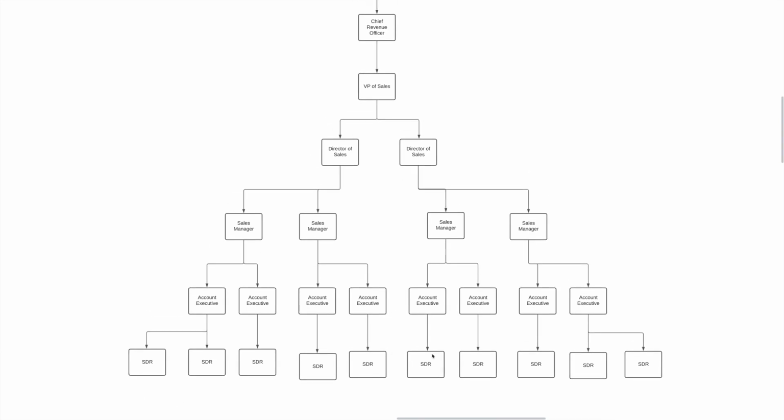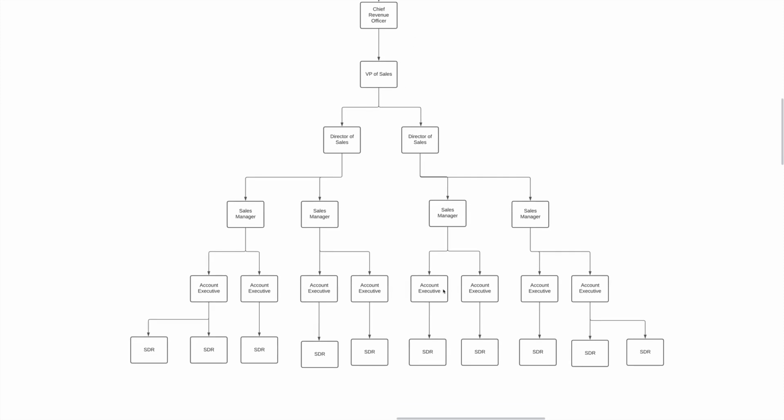So if you started as an SDR and you want to move up this ladder when it comes to management, you would basically just go up the ladder, right? And that's essentially what the career progression looks like. You become an account executive usually, then you become a sales manager, sales director, and if you want to keep moving up management, you definitely can do that.